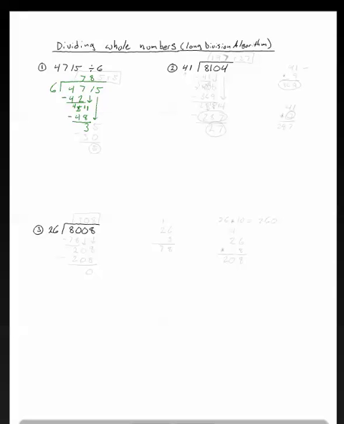Bring down our next digit. 6 goes into 35 how many times? Well, that's going to be 5 times, because 5 times 6 is 30. And 35 minus 30 is 5. Now, often when we're dividing whole numbers, we want it in quotient remainder format. So, if it doesn't tell us to express our answer as a decimal, then this is our remainder. We would write remainder 5.